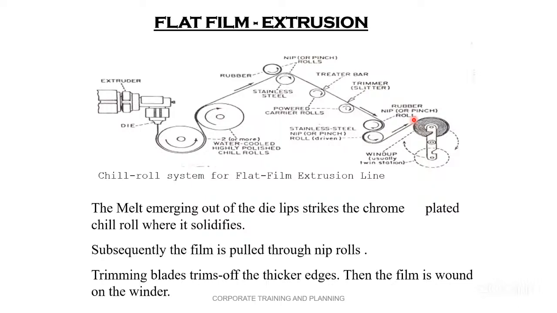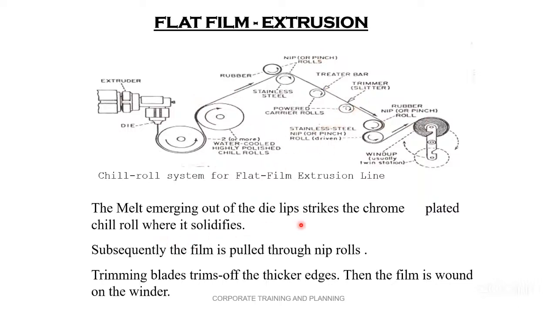So, friend, here rubber nip rolls or plastic nip rolls are there, and these are the wind up rolls, right? And this is very important, friend. Here center winding takes place, not surface winding. This is called a flat film extrusion frame.